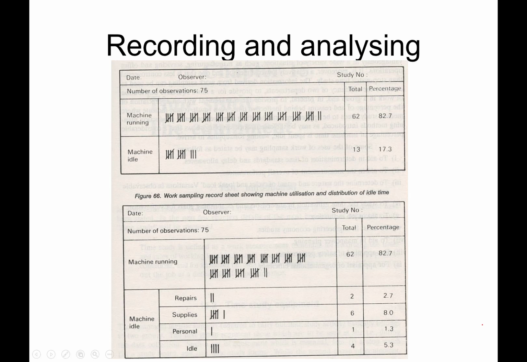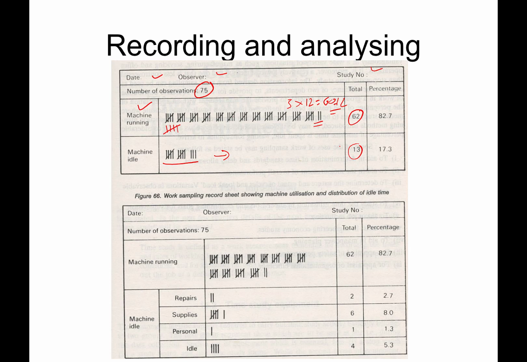How to record and analyze these observations. So let's say in this observation sheet the number of observations is 75. So date, time, study number, and so on. How many times the machine is running, how is it quantified? Every time you see the machine running, you can mark it like this, so it will be easy for counting. Like 1 2 3 4 5 6 7 8 9 10 11 12, so this is 5 into 12, 60, plus 2. That's how it is easy to count. The summary will be easy if it is done like this. And here it is directly 13, you can say 5 into 10 and 3, 13.